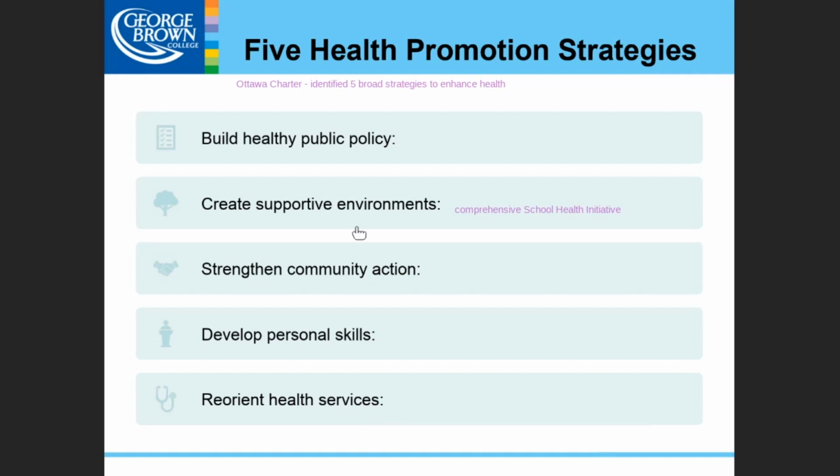So those are the 5 strategies in a nutshell. We really just summarized a quick overview of them. But I would advise that you look at the Ottawa Charter of Health. It's talked about in Potter and Perry as well.